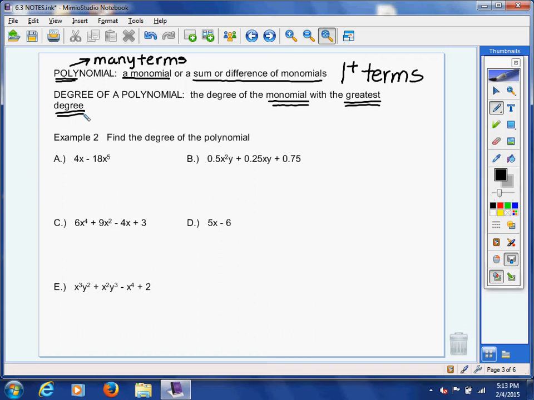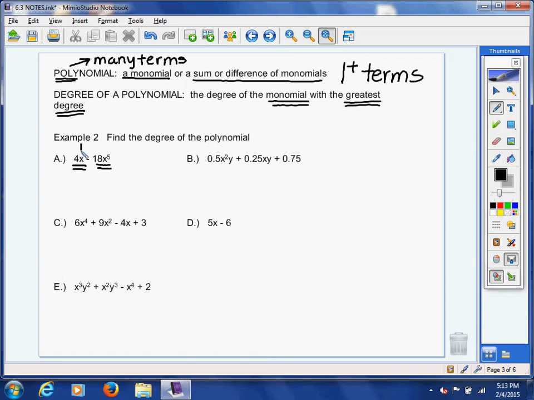So let's start here with letter A, 4x minus 18x to the 5th. The whole thing right here is a polynomial. This particular polynomial has two monomials. Here's the first one, here's the second one. See how they're separated by a subtraction sign? That means that's two separate terms, and so you have two monomials put together here.